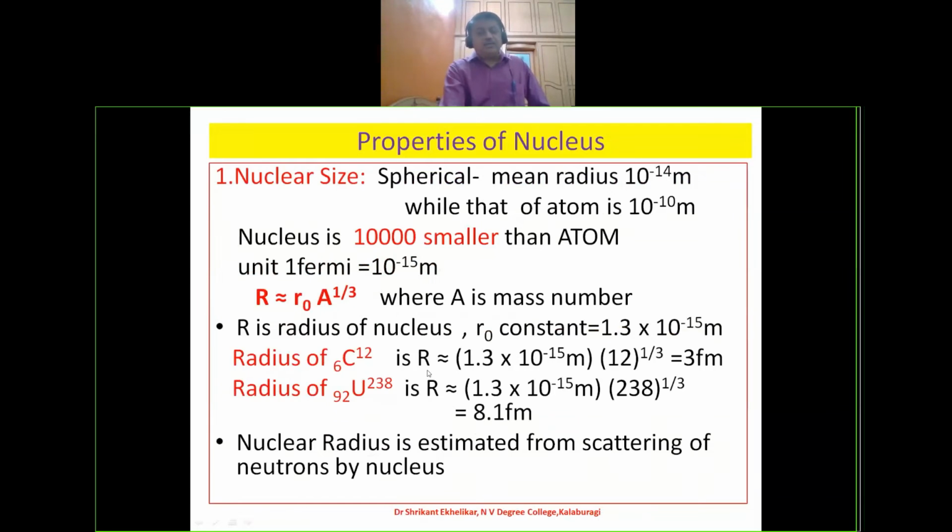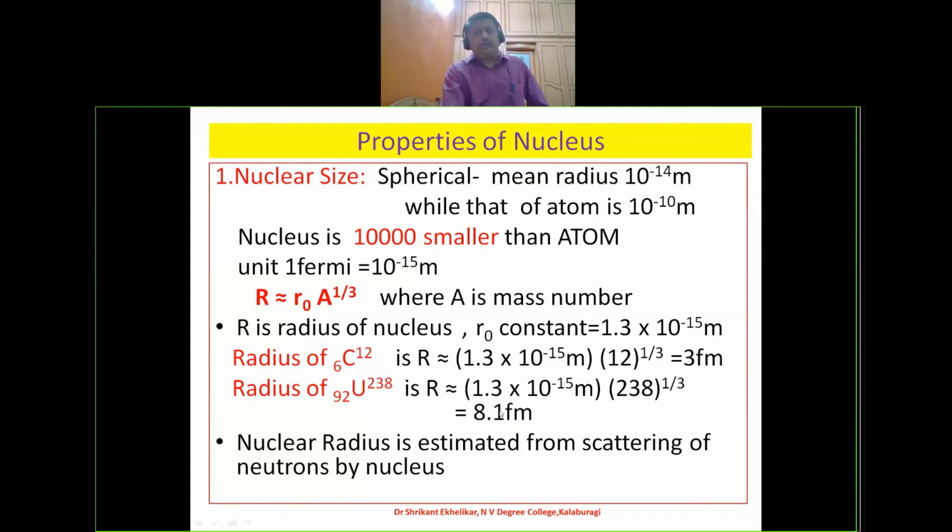So how can you find the radius of carbon 12? If you know only A, you will be able to find the radius. Use the expression r equals r naught, which is 1.3 into 10 raised to minus 15 meter, times A, which is 12, to the power 1 by 3, so it comes out to be 3 Fermi. That is, 3 into 10 to the power minus 15 meter will be the radius of carbon 12.